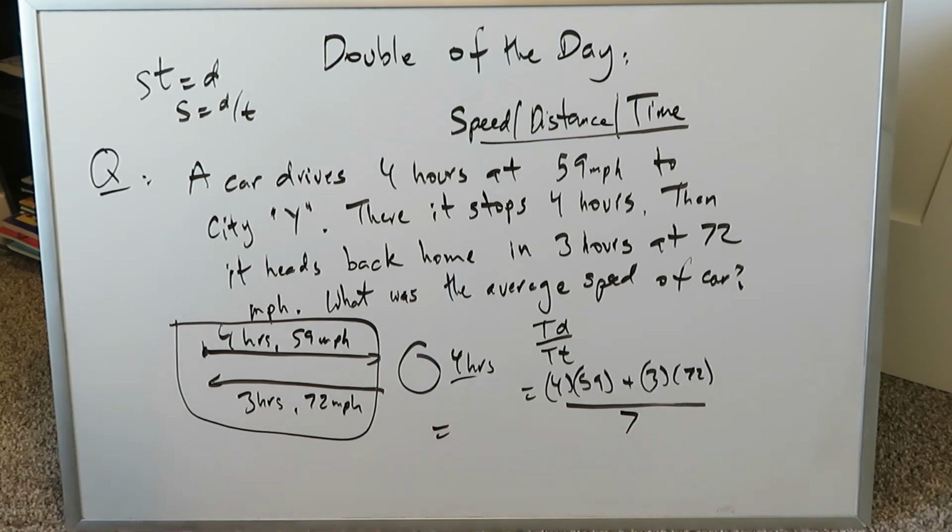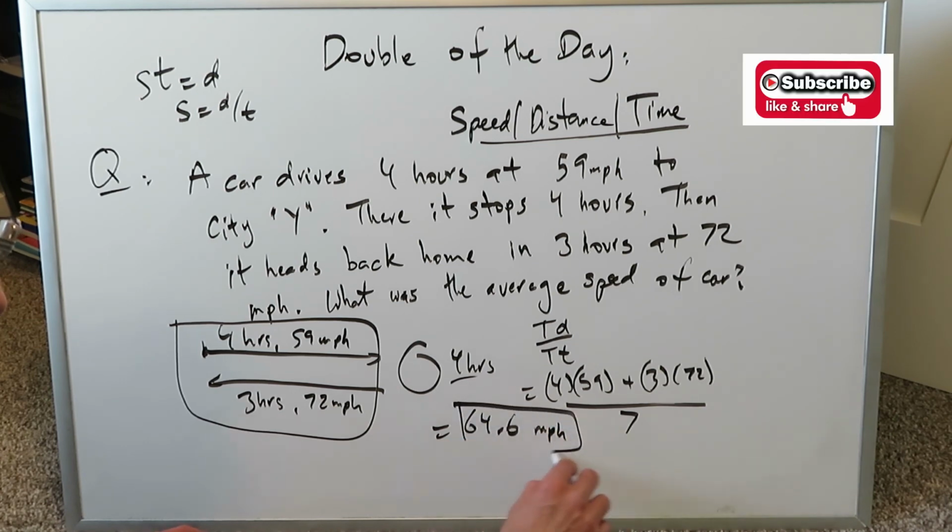We'll do it and we'll post the answer right over here. The average speed will be 64.57, but I'm going to round that up to 64.6 miles per hour. And that right there is our answer. You can say the average speed and symbolize it that way.